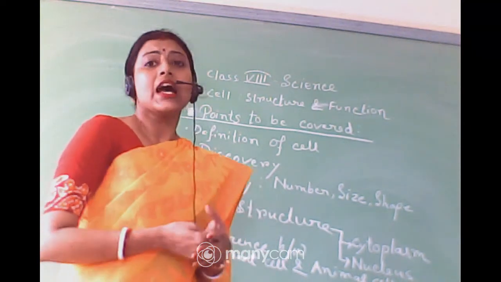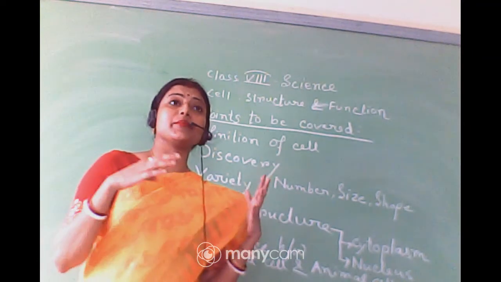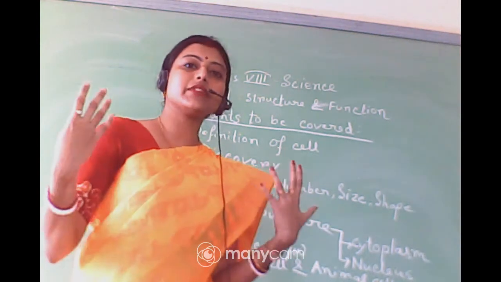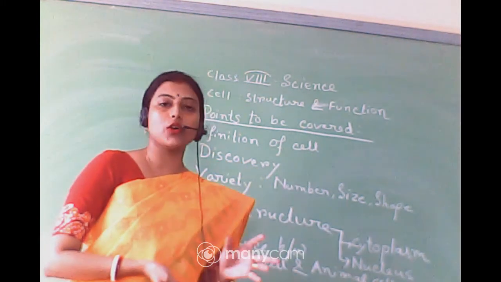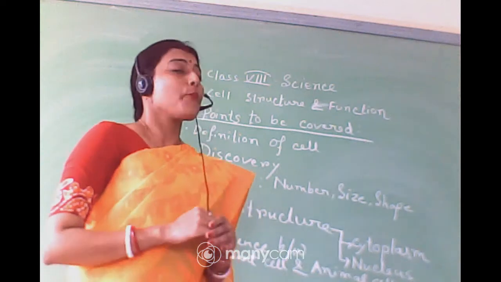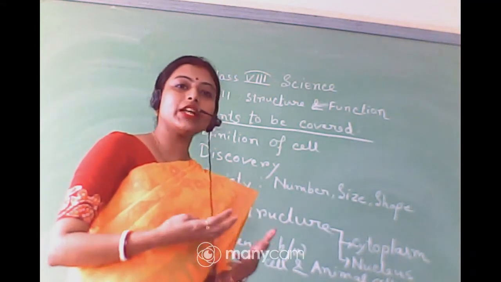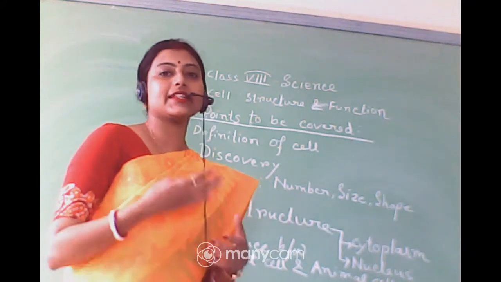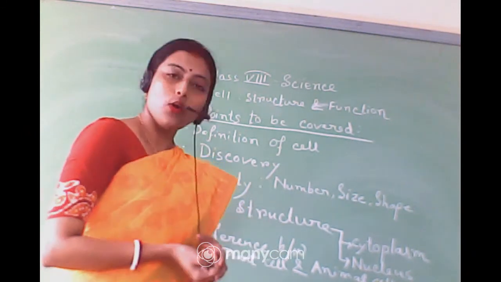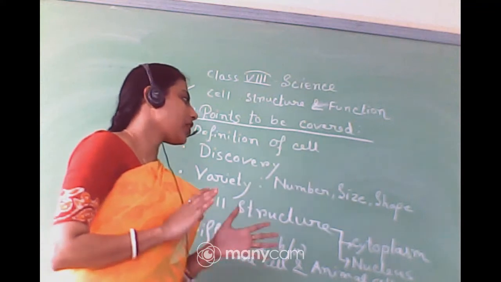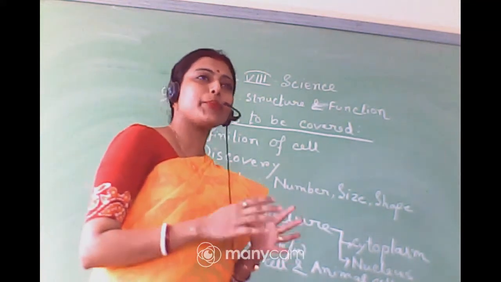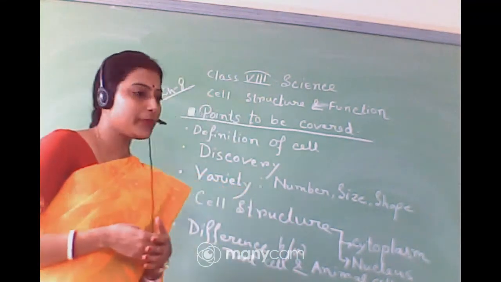It is not necessary that the size of the elephant is bigger, that's why the cells of this elephant will also be bigger. It is not necessary. It is not like that, because if the size of the organism is bigger, then it only means that the number of cells in that organism is higher. Okay, but the size of the cell depends on what type of functions it will be performing.